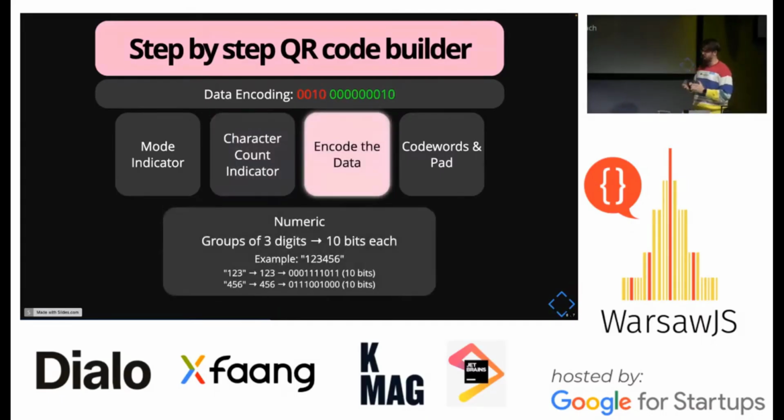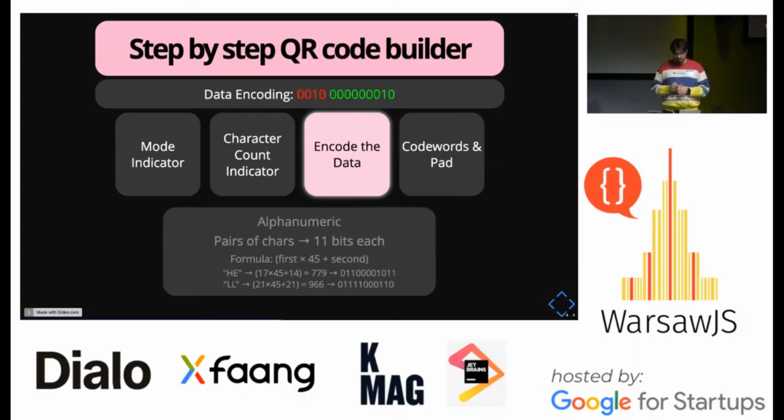Encoding is different for each type. In numeric mode, we group our digits into groups of 3. Then we convert them to a number, and from decimal we put them into binary. Every group has 10 bits. For alphanumeric mode, which is our mode, we take the whole text and split it into pairs, and each pair has 11 bits length.